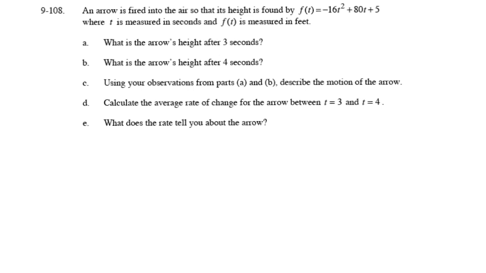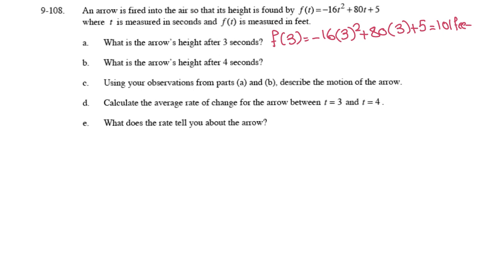You need to understand that this equation represents a distance equation, not a velocity equation. So if this is the distance equation and you want to find the arrow's height after 3 seconds, simply take the 3 and replace it into the equation. So f of 3 will equal negative 16 times 3 squared plus 80 times 3 plus 5. Simplifying this, it will equal 101 feet. So at 3 seconds, the arrow was in the air up to 101 feet.